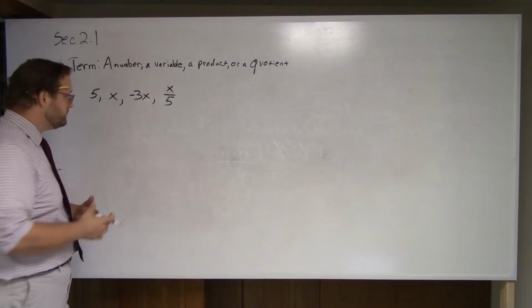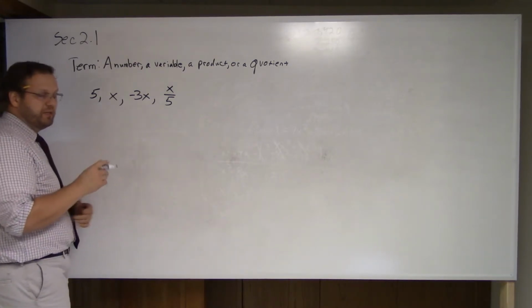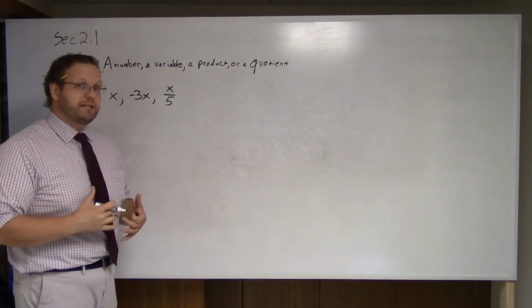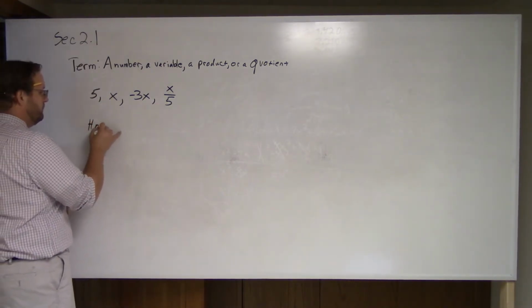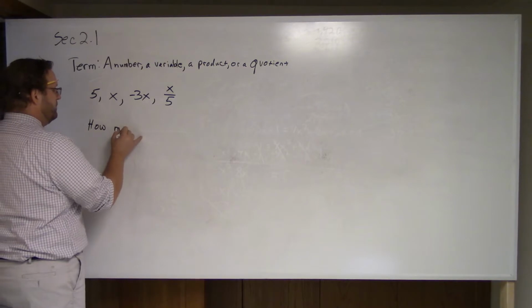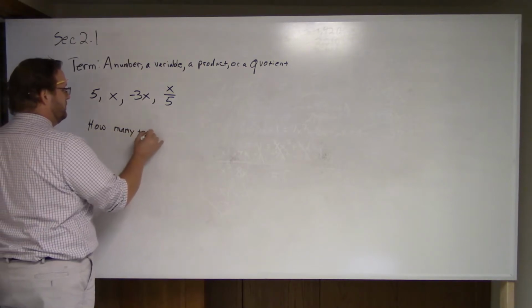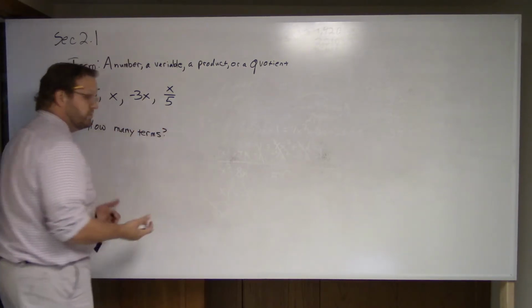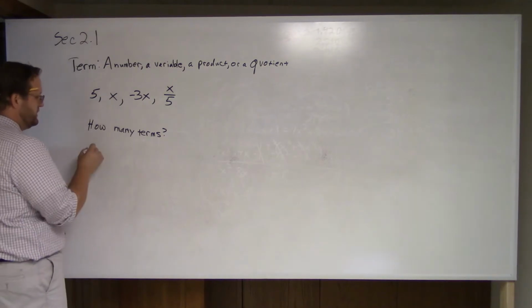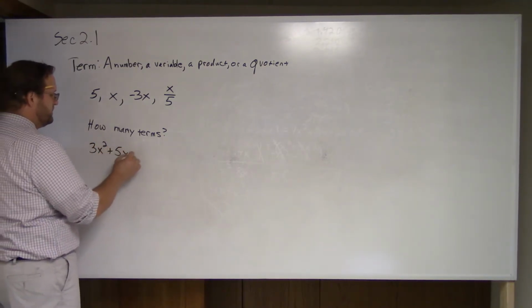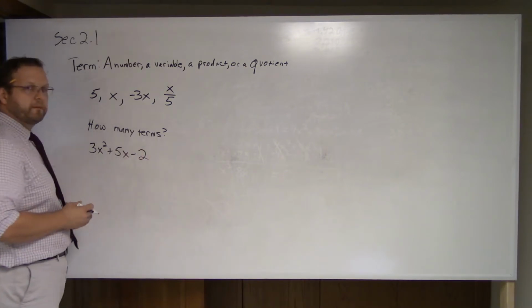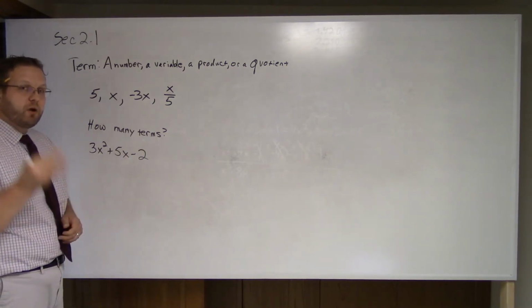Okay. Now, first thing I'm going to ask you, because this is going to be something we need to be able to identify in later sections, is how many terms are there? Okay, and let me give you an expression. Let's say we have 3x squared plus 5x minus 2. Okay, in this case there are 3 terms.